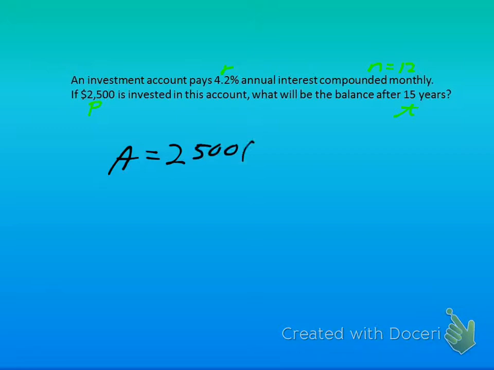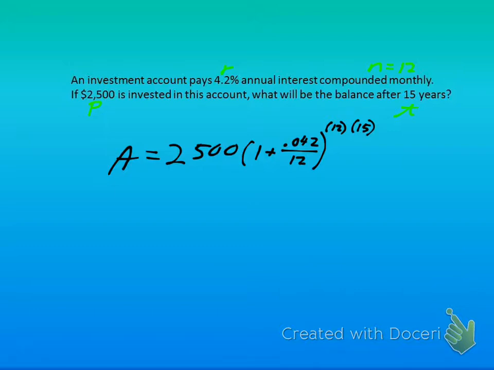2,500 times the quantity 1 plus the fraction. Now remember, since the rate is a percent, you need to make it a decimal, so it goes two decimal places to the left. So 0.042, all over 12, all to the 12 times 15 power.